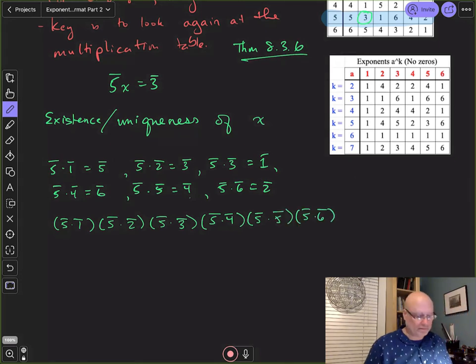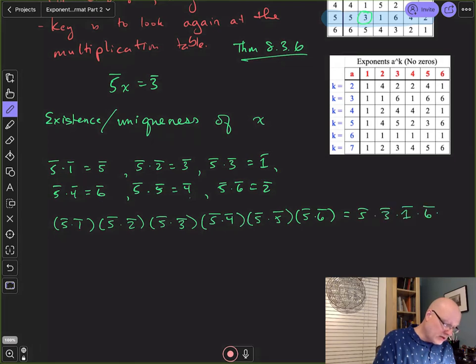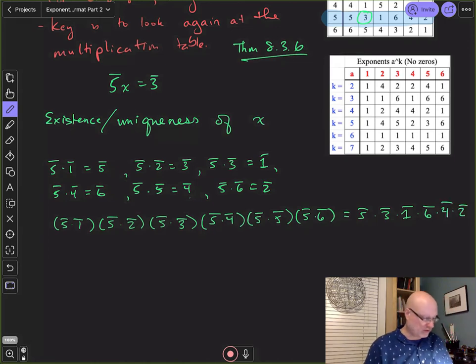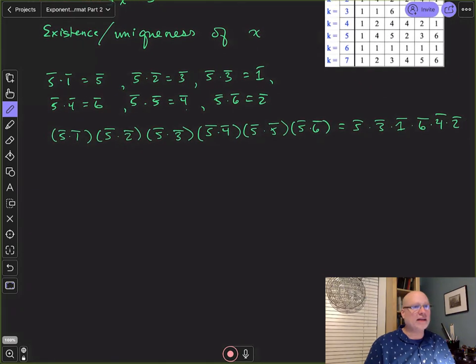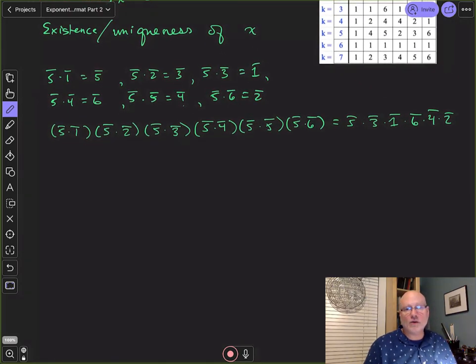Okay? No problem. Of course, if we're going to do that to the left-hand side, we should do that to the right as well. So we get 5 bar times 3 bar times 1 bar times 6 bar times 4 bar times 2 bar. Okay? Looking good so far. Well, here's the fact that we're working with a field. So it has all of those properties that we're used to working with: associativity, commutativity. We don't actually need the multiplicative inverse at the moment. We will in a minute, but we don't need it at the moment. So we can rearrange all of this.